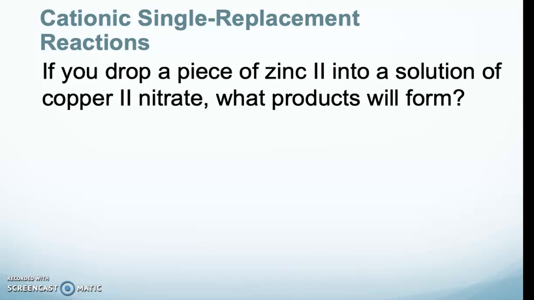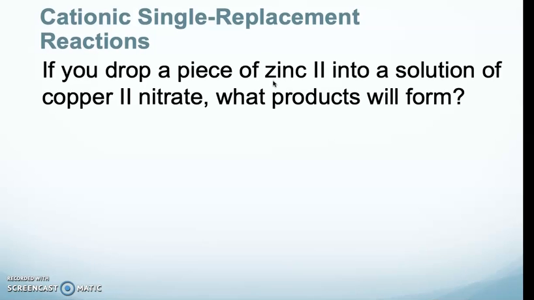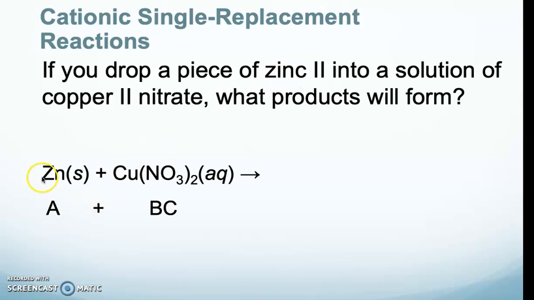In this reaction here, it's a pretty neat one. We have zinc, and we're going to drop it into a solution of copper(II) nitrate. So let's take a look at the products that will form with this reaction. On the reactant side, we have zinc plus copper nitrate. Zinc is your A, copper is your B, nitrate's your C. And nitrate, remember, is this whole entire polyatomic ion right there.